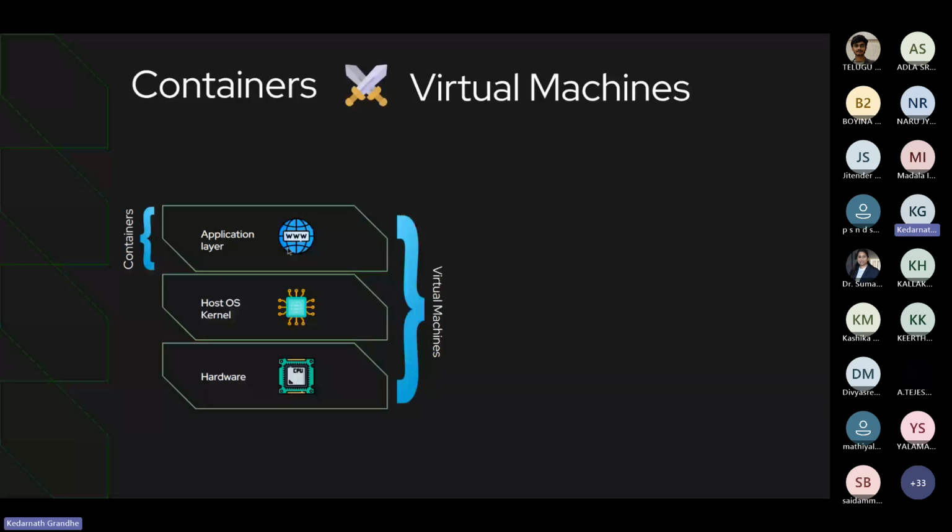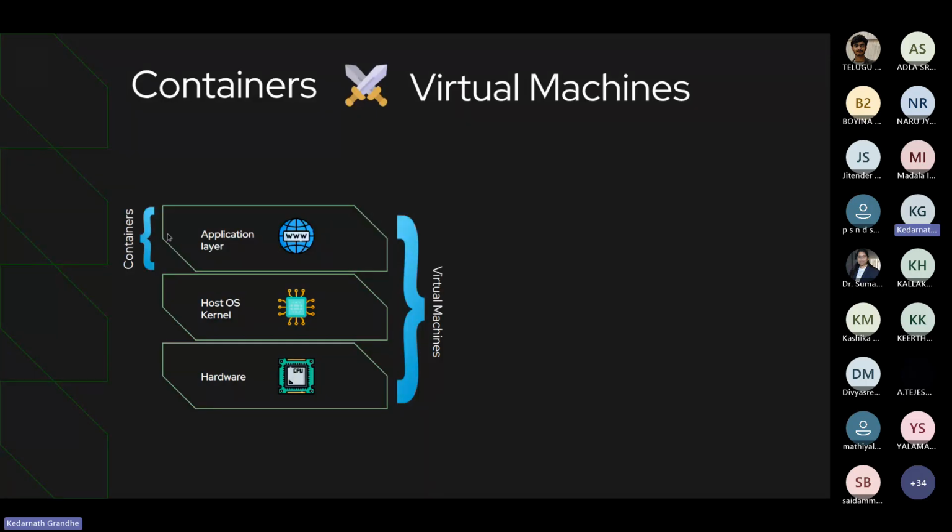Virtual machines virtualize everything. So even if the virtual machine is hacked, it's only the virtualized part that is hacked. They don't have any way of getting into the underlying operating system on which this virtualization is running. So that's why this is more secure than containers.